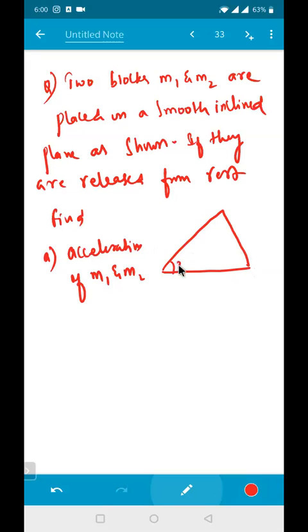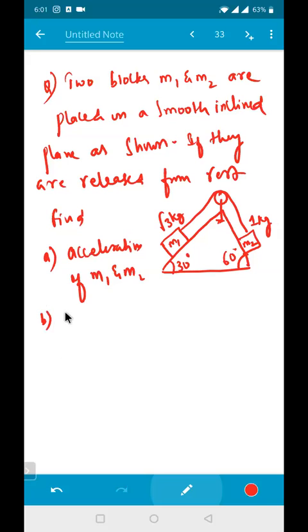This angle is given as 30 degrees. This angle is given as 60 degrees. And we have one block here and one block here. This one is, say, M2. This one is, say, M1. And here there is a pulley which has been fixed, and this string is passing through it like this. The mass of this one is √3 kg, and this one is 1 kg. This is the given data.